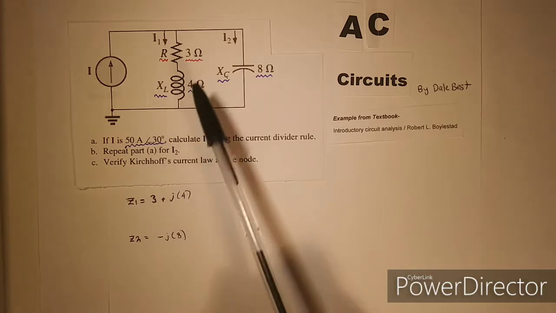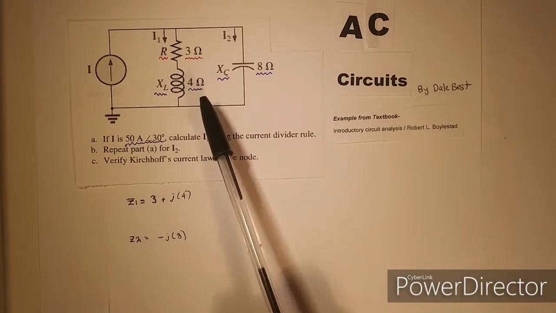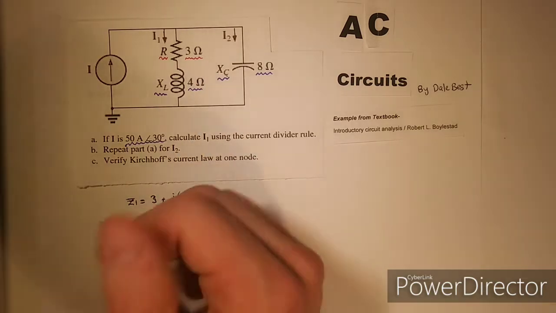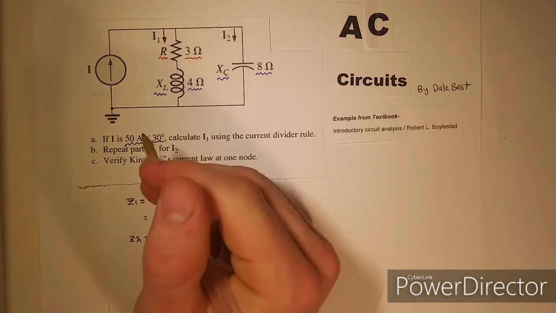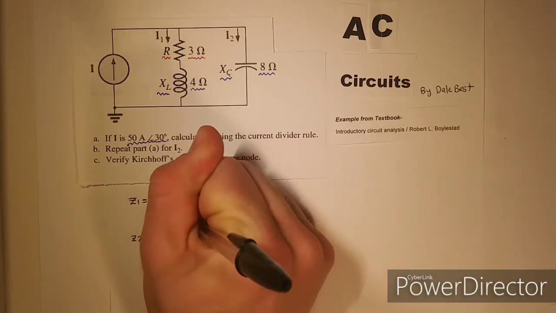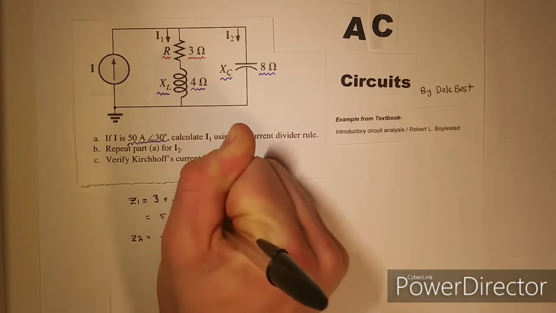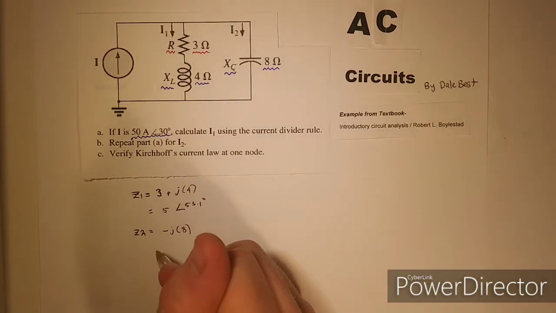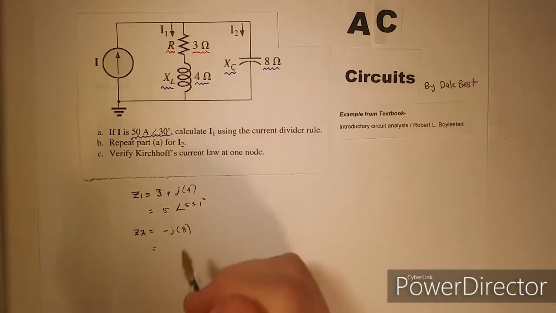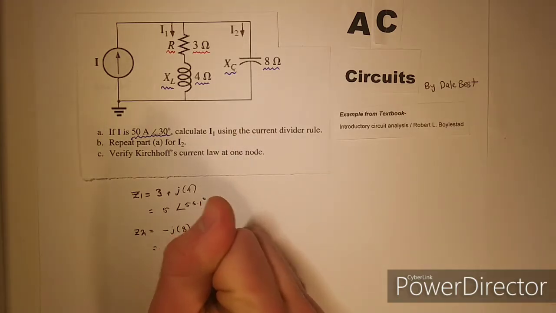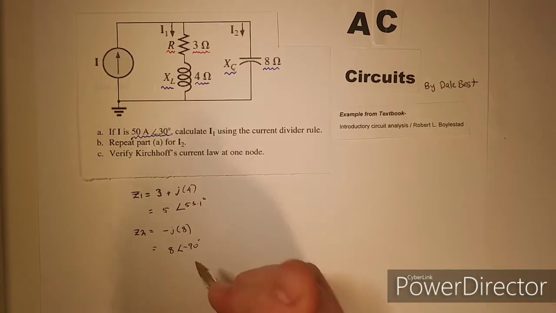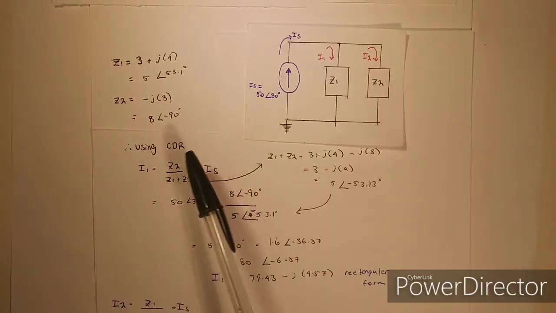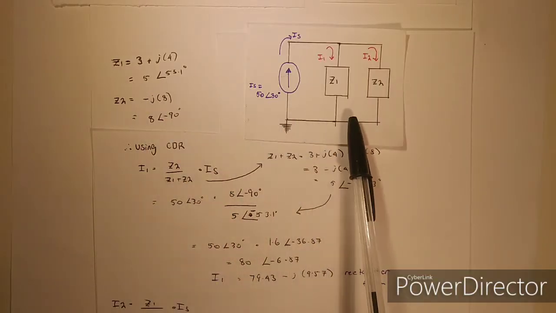So Z1 is simply the resistor plus the inductor. Therefore, this in polar form is equal to 5 with an angle of 53.1 degrees. Next, Z2 is equal to just the capacitor, and this is equal to 8 with an angle of negative 90 degrees. So using our results for Z1 and Z2, we can redraw the circuit and simplify it.